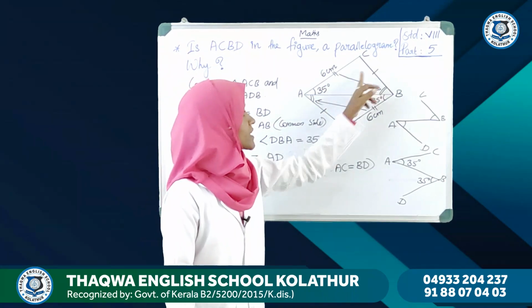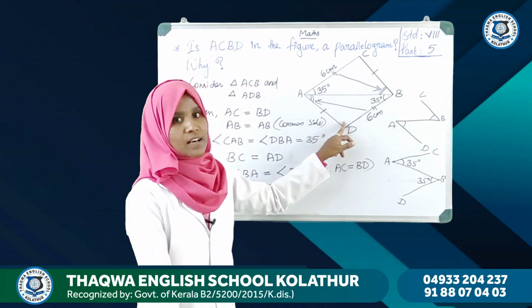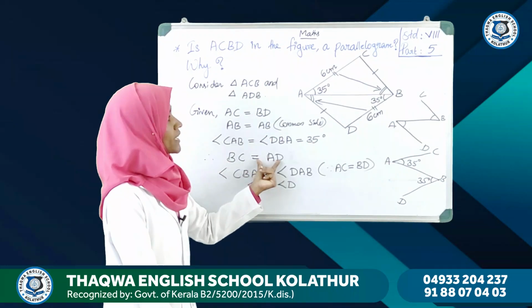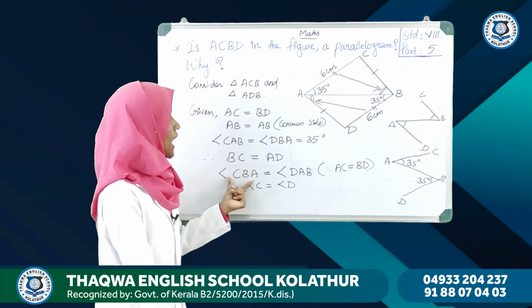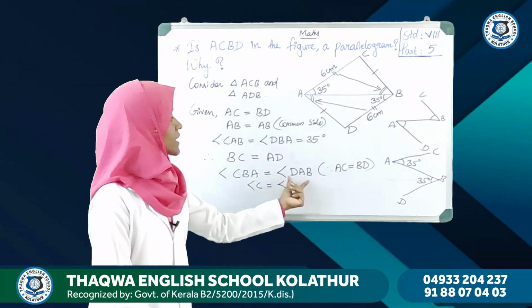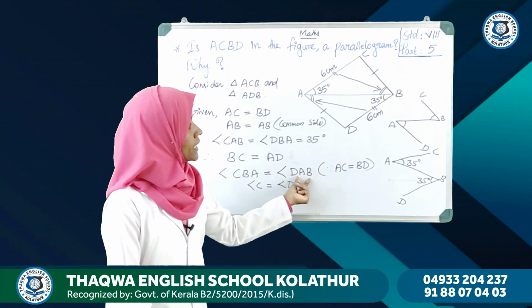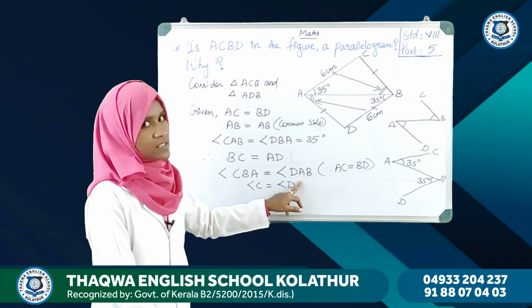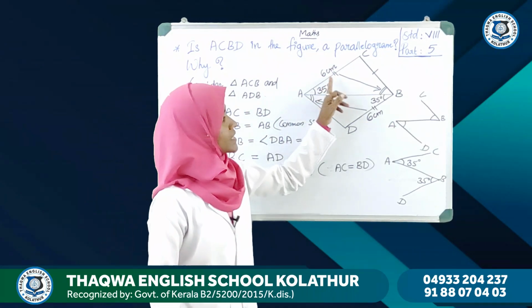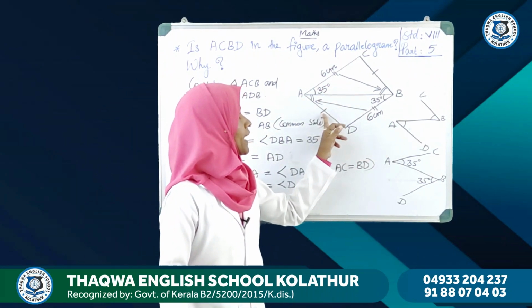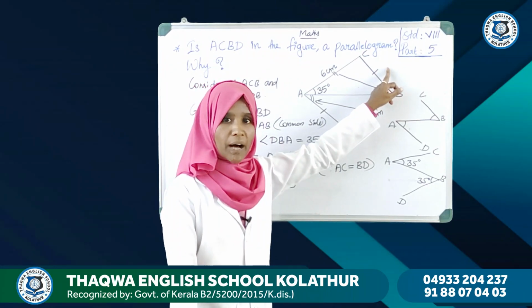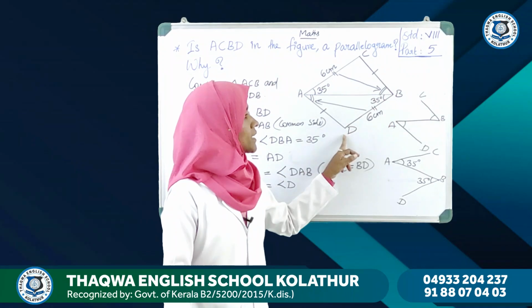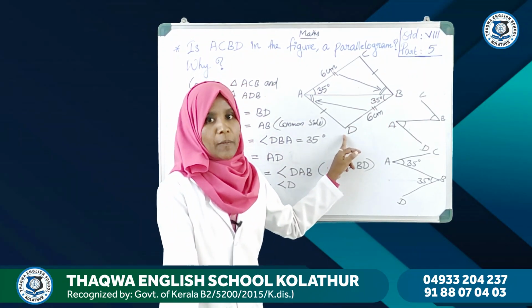So the third sides and the other two angles are equal. That is, the sides BC and AD are equal, and also angle CBA equals angle DAB. These two are the alternate angles. Thus, the sides AC and BD are parallel, AD and BC are also parallel. So, the quadrilateral ACBD is a parallelogram.